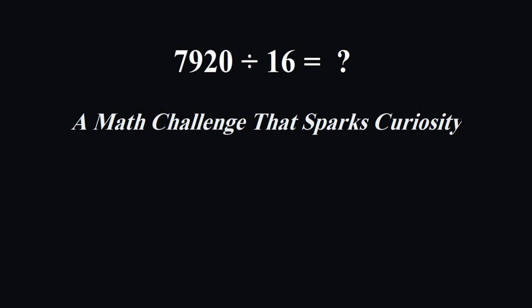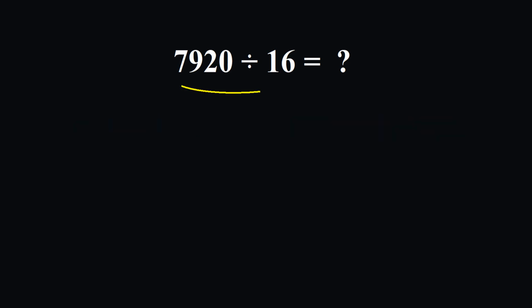In this part, we want to calculate 7,920 divided by 16. To do this, we change this horizontal division sentence into the standard algorithm. First, we draw the division bracket, then move 7,920 inside the bracket. This is the total we are dividing.